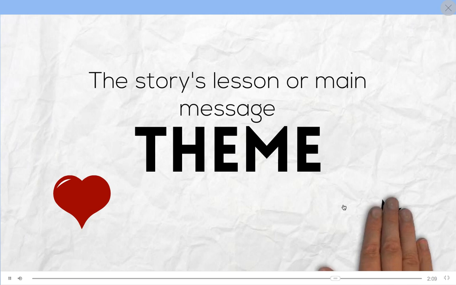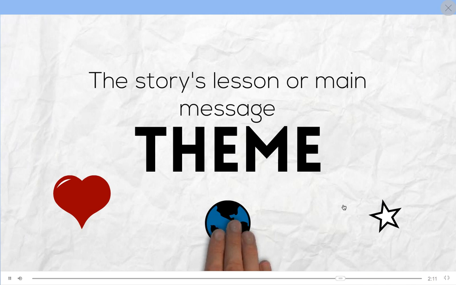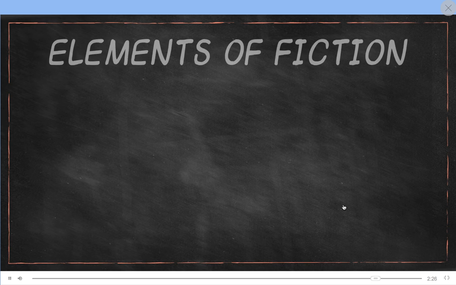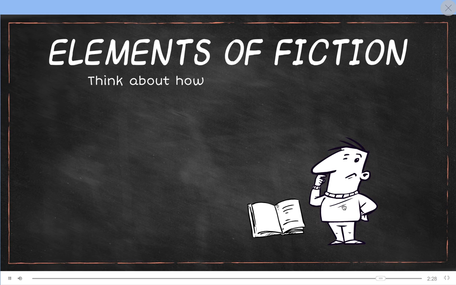Lastly, we have theme, which is the story's lesson or main message. And these are life lessons. Think big picture things that could be applied to life, like friendship, love, or family. Those would all be examples of great themes within a story. So you want to look for what the author wants you to take away from the story.